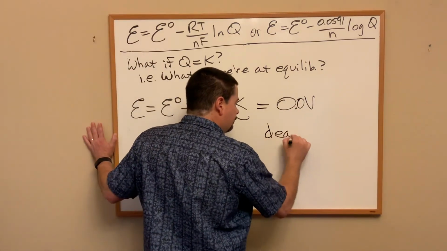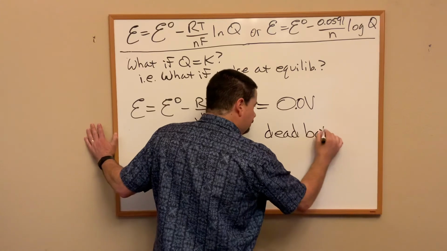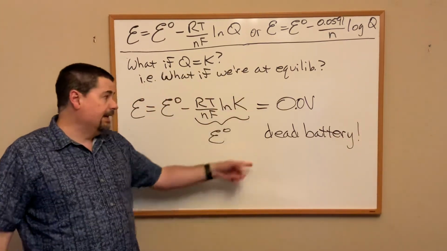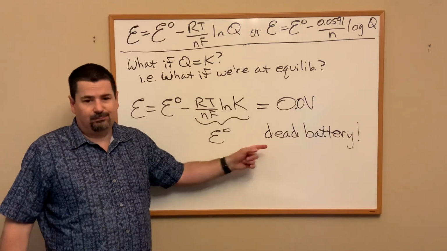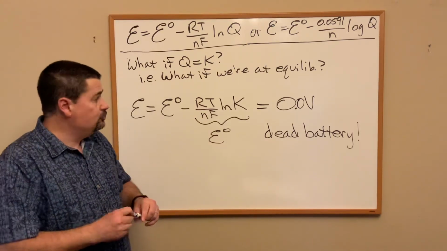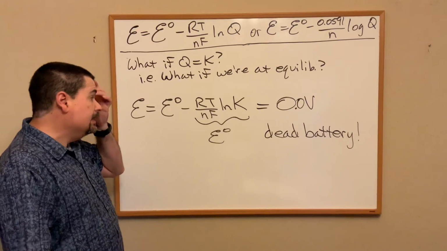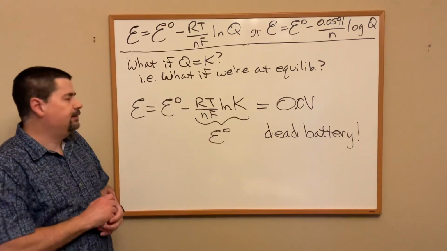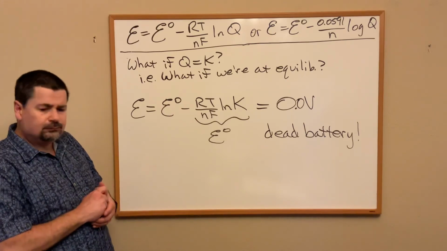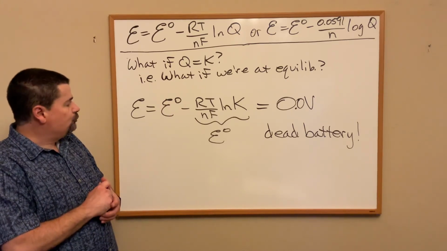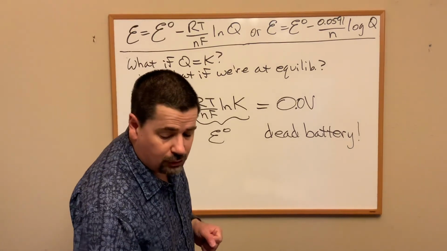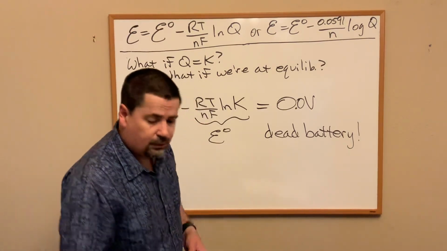And this is what we call a dead battery. When our Q actually equals K, then we end up with a dead battery. All right. Okay, so we'll take a look more at batteries in the next lecture.